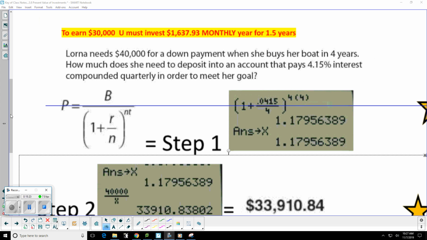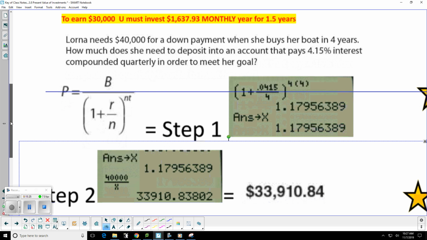Okay. Capture this, guys. So we know that we're working with 40 grand. We know that we're doing it for 4 years. We have an interest rate. The only thing we need to ask is, is this a monthly or is this a one-time investment?